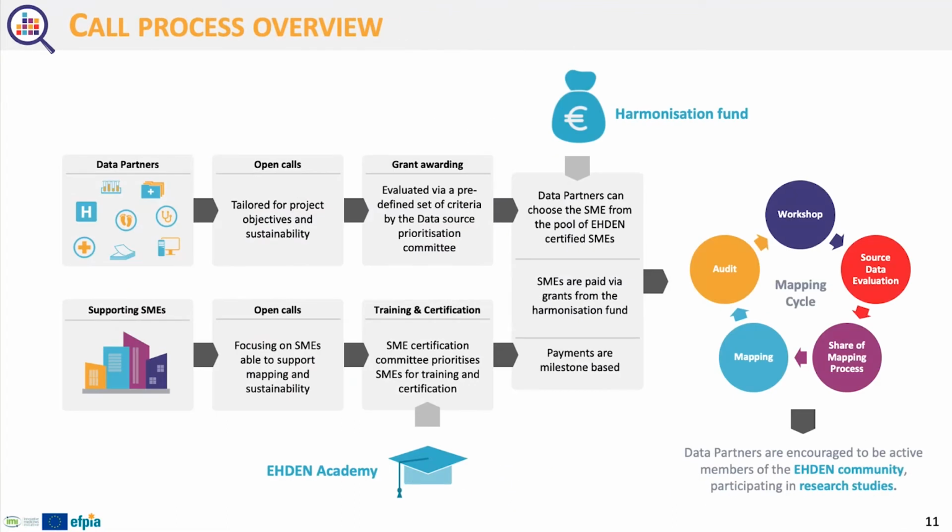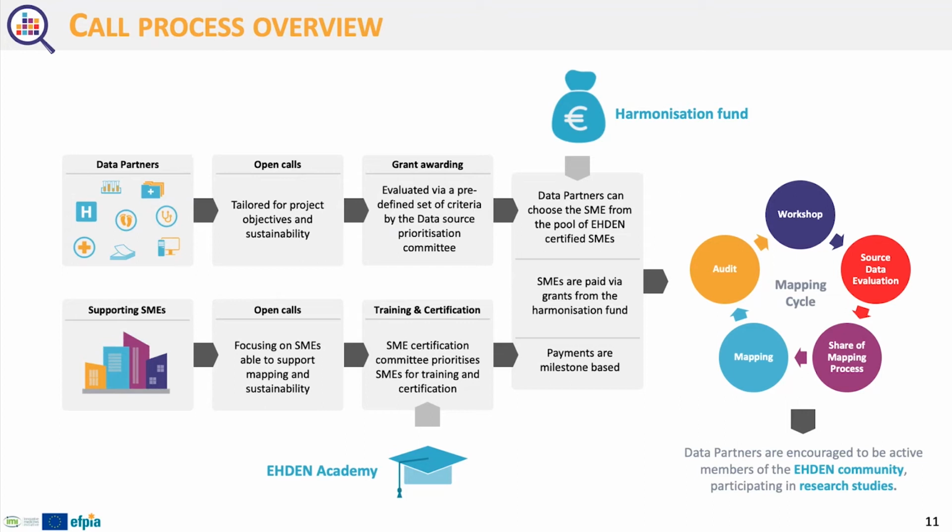So the call will work in terms of it being an open call for data partners. First of all, it's tailored for your project objectives and the sustainability. It will then be evaluated by the criteria that have been set and by the data source prioritization committee. At that stage, data partners can then choose from a variety of SMEs that have become available and are certified as enabling you to harmonize your data. The SMEs are paid via the grants from the Harmonisation Fund, and then this begins a real cycle of workshopping, evaluating your source data, sharing your mapping process, and then auditing that mapping that has occurred.